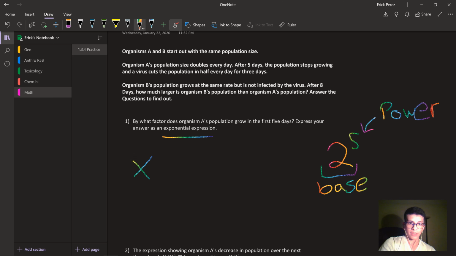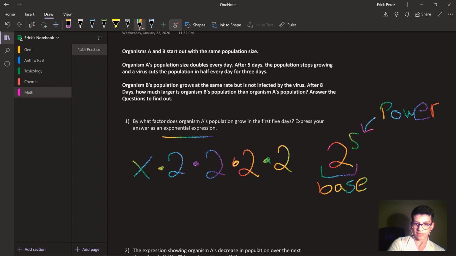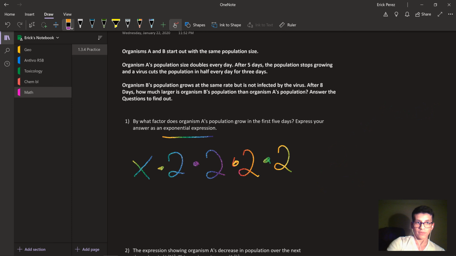And remember, it's doubling every single day, right? So this X is day 0. I have X amount of bunnies. After 1 day, I double, so I multiply by 2. That's the first day. After the second day, multiplying by another 2. And the third day, same thing, multiply by another 2. Same thing on the fourth day, multiply by another 2. And on the fifth day, same thing, I multiply by another 2.